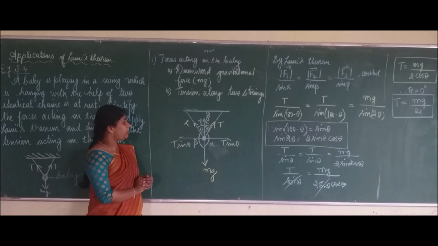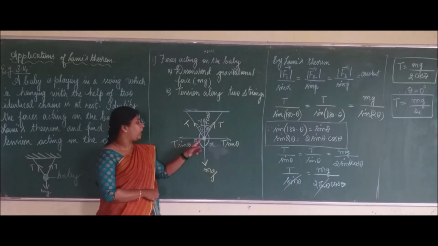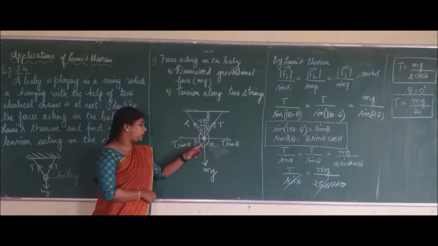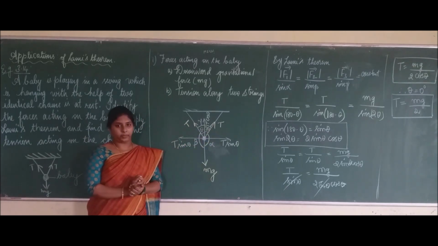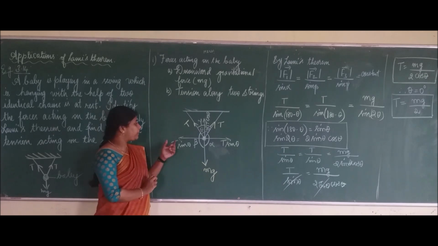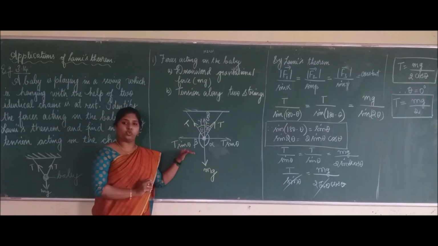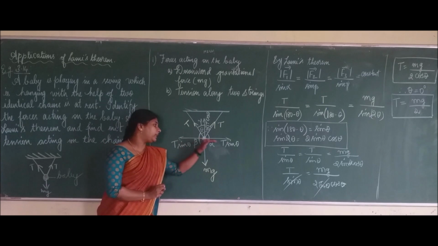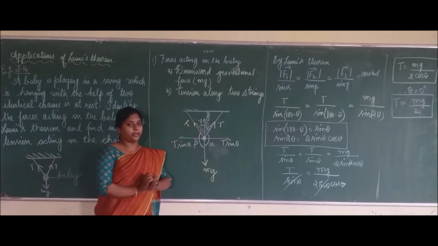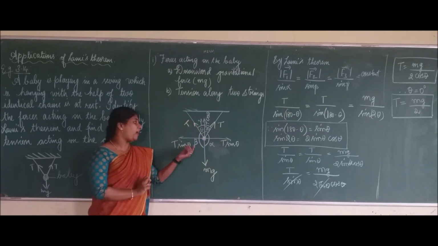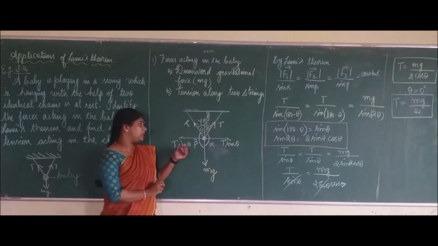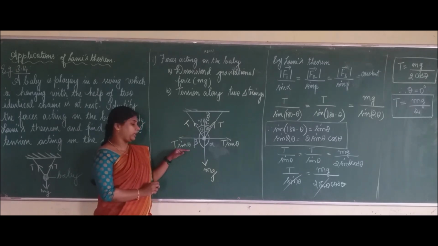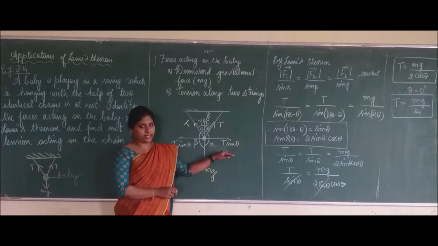Okay, and there is a diagram, and there is a rigid support here, and there is a baby, and along the chain the tension forces are acting, and downward mg force is acting. See here, this tension can be resolved into two components. One is the horizontal component, another one is the vertical component, which means we have to find the tension here, right? So the horizontal component is nothing but T sin theta.